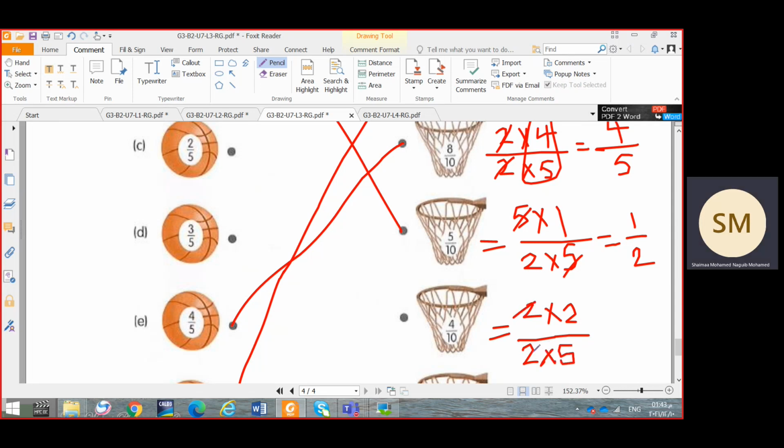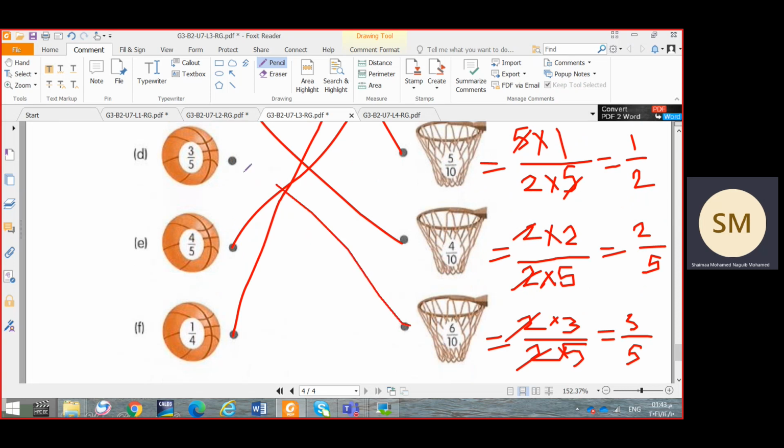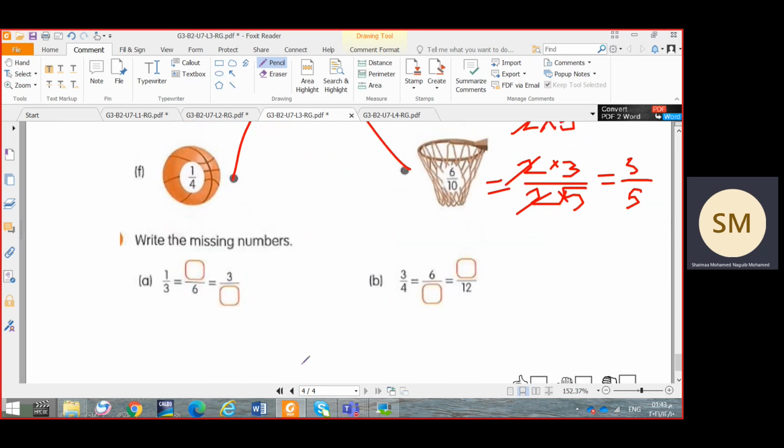And this is repeated 2. I will erase it with each other, so the remainder will be 2 over 5. I will match it like this. It's very easy. And 6 over 10, what shall I do on this? I will multiply 2 by 3, and 10 by 5. The same, like this, 3 over 5. So I will search for 3 over 5. It's here. So I will match it, and this is very easy.